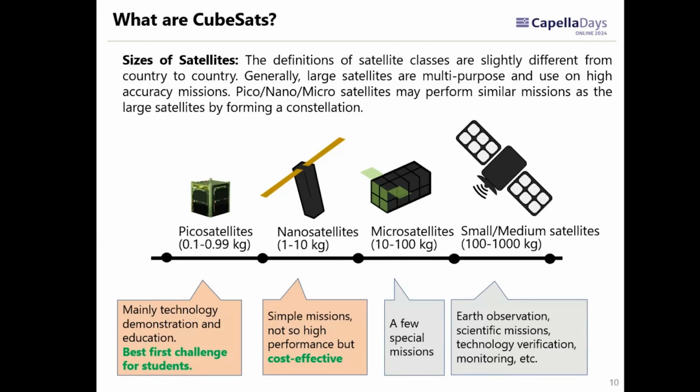This is one example of the definition of the satellite classes. It starts from the pico satellite and goes to the small and medium satellite. This presentation focuses on the pico satellite and nanosatellite, and basically we call them CubeSat. Large satellites are multiple purpose and used on highly accurate missions. The pico, nano, and micro satellites may perform similar missions as the large satellite by forming a constellation. It means using multiple satellites.